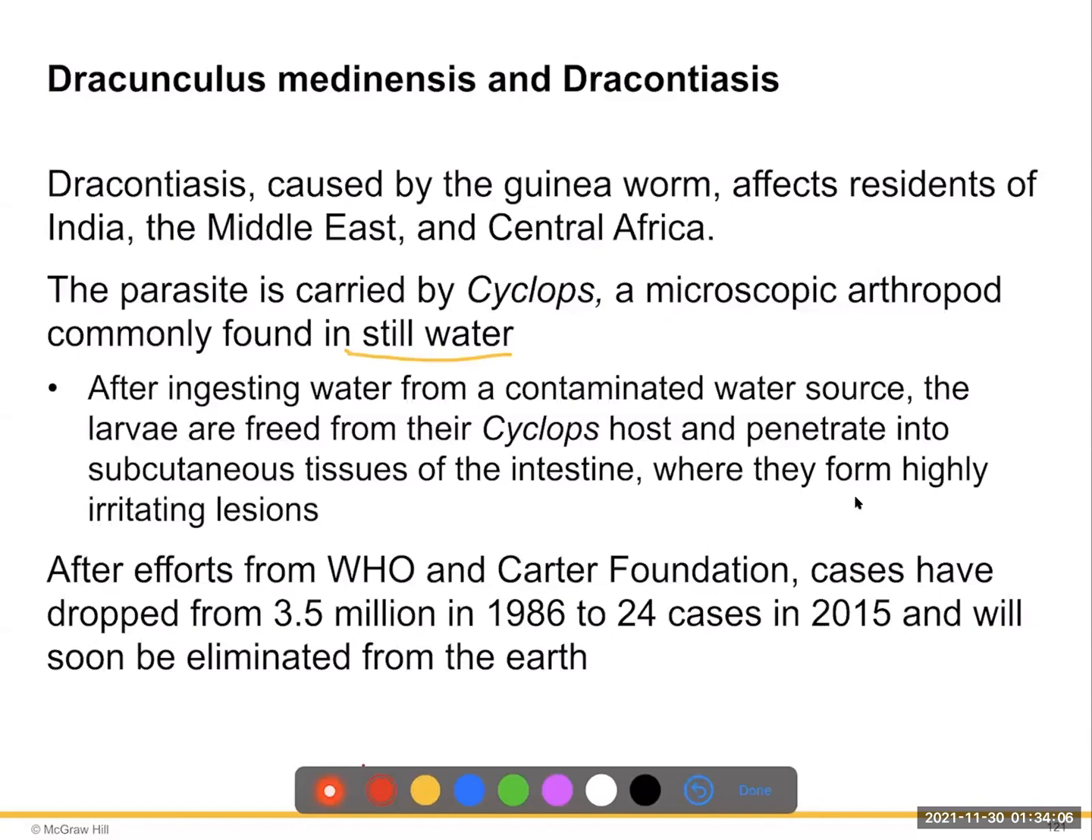After efforts from the World Health Organization and the Carter Foundation, cases have dropped from 3.5 million in 1986 to 24 in 2015. So it's been a big reduction. That's progress worthwhile. 3.5 million to 24, and it'll soon be eradicated from the face of the earth.